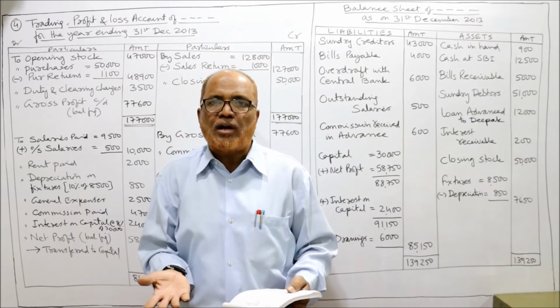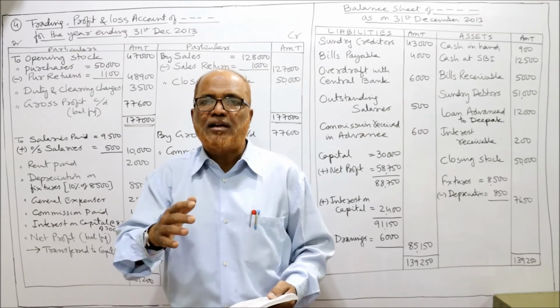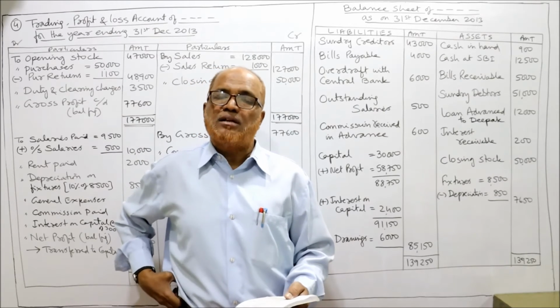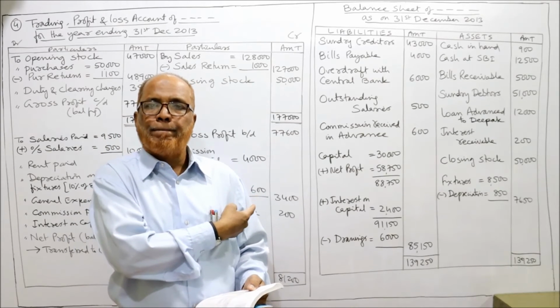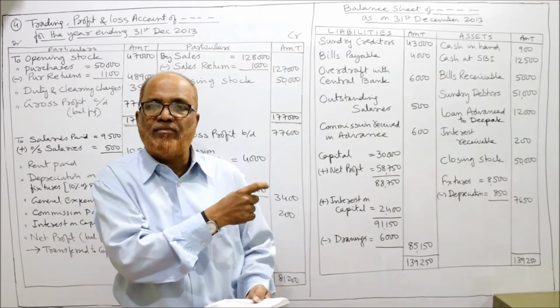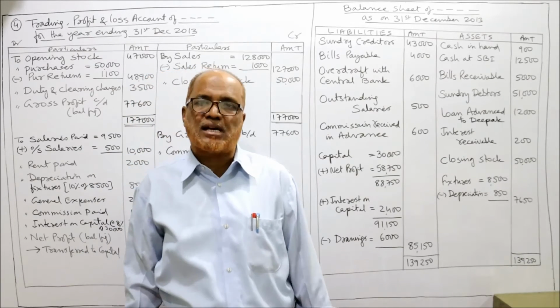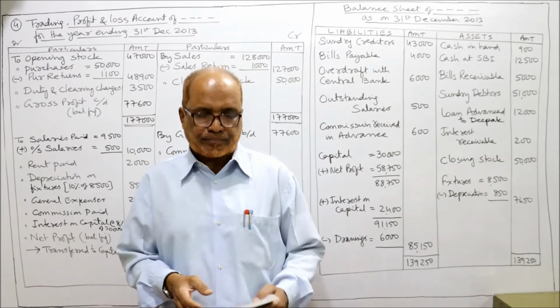Interest to be received. Interest received is not given in the trial balance. Interest to be received means receivable. So interest receivable will appear twice. First of all, it's our other income. So profit and loss account, credit side, interest receivable. Again, interest receivable will be shown on the asset side. It's an asset. It is an amount to be received.